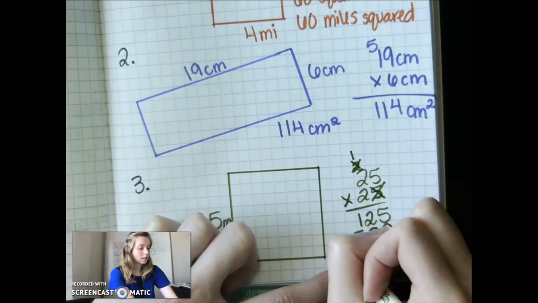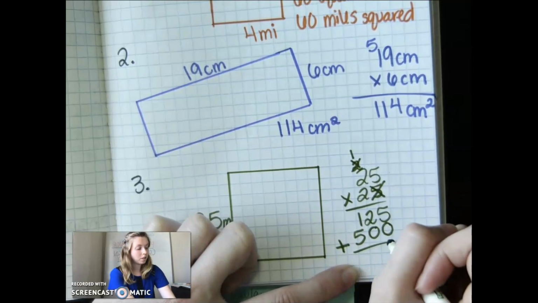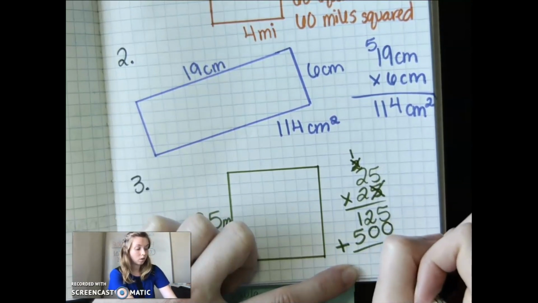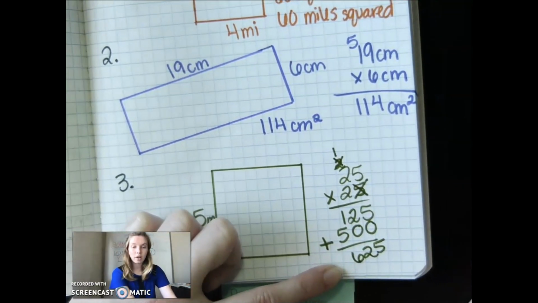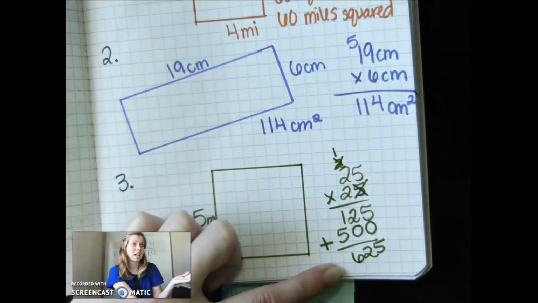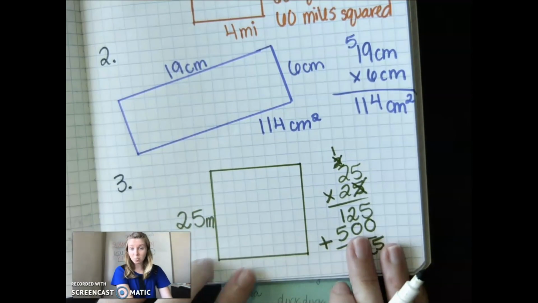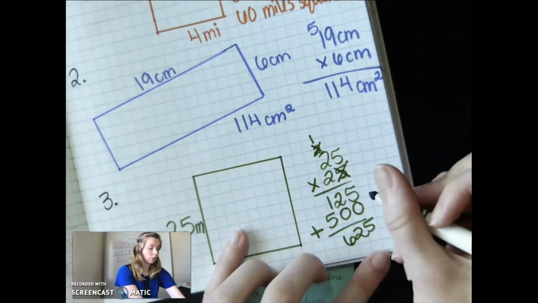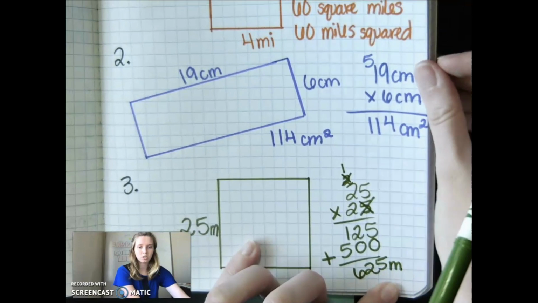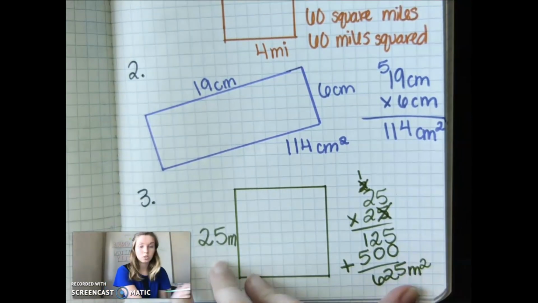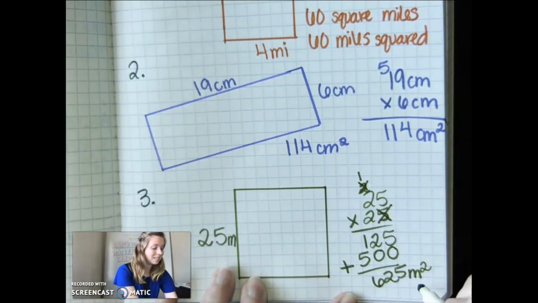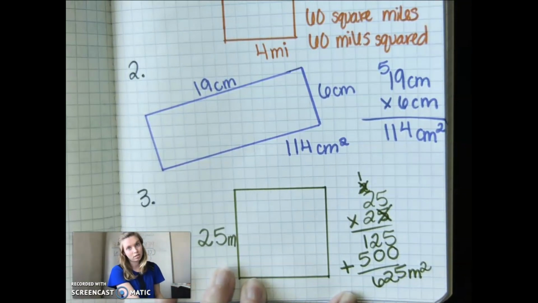And I'm adding it all together. 5 plus 0 is 5. 2 plus 0 is 2. 1 plus 5 is 6. All right, 625. But what is this? Cats, dogs, light bulbs? I don't know. Look back at your problem. 25 meters. So I'm going to write an M for meters. Wonderful. Is there something I'm missing? Oh, it's like I can hear you. Yes, squared. We're doing area, so it's squared. So my answer would be 625 meters squared.